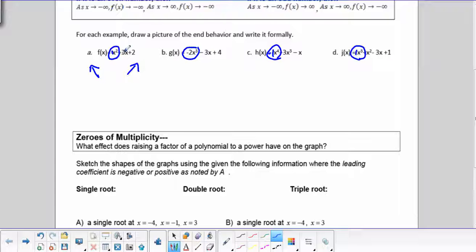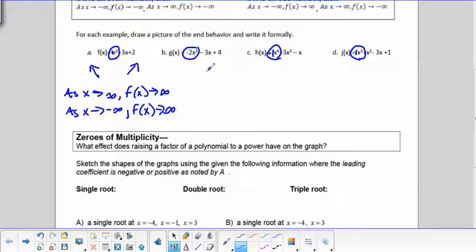Then it says to write the end behavior formally, so we would write as x goes to, and you can choose if you want to say left or right first. We've been doing right first a lot, so as x goes to positive infinity, f of x goes to positive infinity. And as x goes to negative infinity, that's this side, the y is still going to positive infinity. F of x still goes to positive infinity.